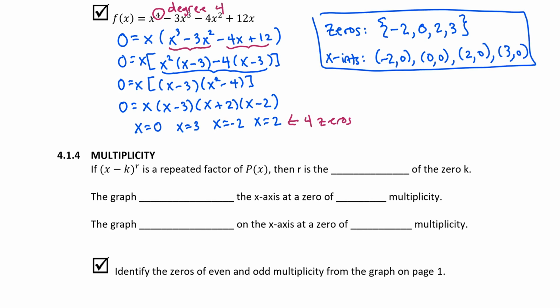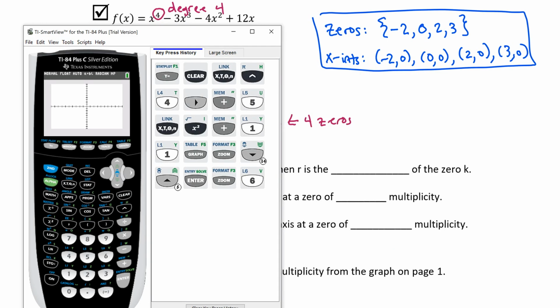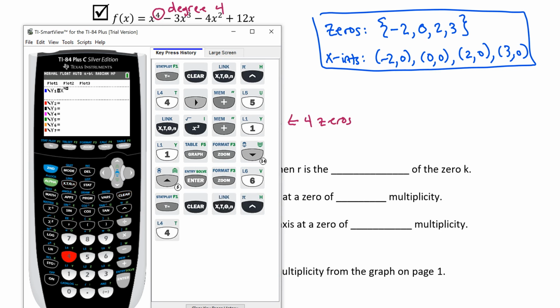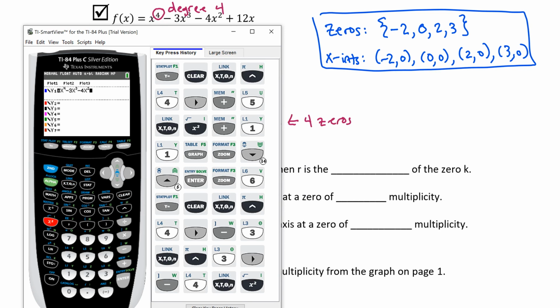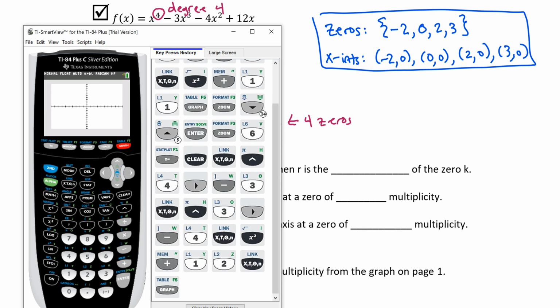Each of which we could verify with our calculator. In fact, let's do that very quickly. Let's graph our original function and type it in: x to the 4th minus 3x to the 3rd minus 4x squared plus 12x. We'll take a quick peek at the graph, and I am observing the x-intercepts. Where does it cross the x-axis? There's (-2, 0), (0, 0), (2, 0), and (3, 0). So very easy way to verify your calculations.